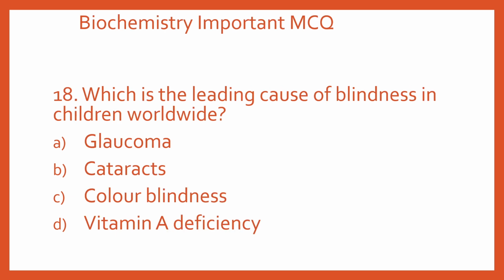Now, number 18, which is the leading cause of blindness in children worldwide? The leading cause of blindness in children worldwide is not color blindness, neither is it cataract, but is what? Vitamin A deficiency. If you've not watched my video on the biochemistry of vision, I will also link the video in the description. I'm making it 2 videos now. I will link it in the description. Watch it. You see how important vitamin A is in helping individuals to see.